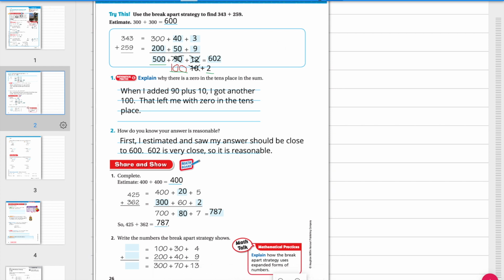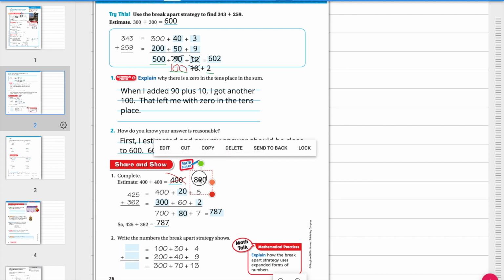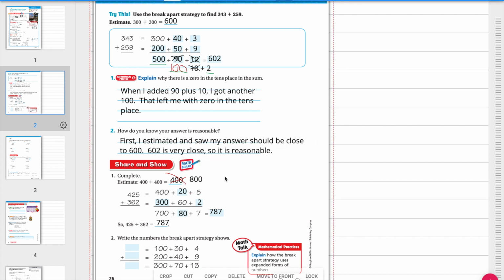And you can see I maybe made a mistake. If you have just restarted, I didn't do my estimation adding very correctly, did I? 400 plus 400, well, that's 800. Sometimes we all make mistakes. That's okay. But I knew to look for my mistake because I got 787 and I was pretty confident that was right. So then I was confused when I was trying to compare it. But I made the mistake with my estimation, not with my expanded form and adding by place value.